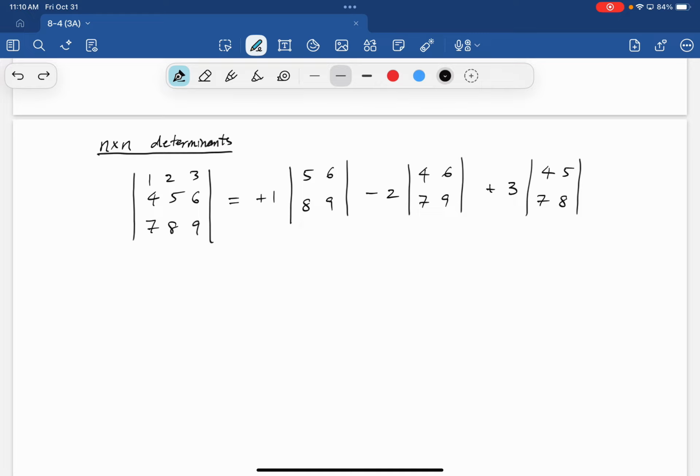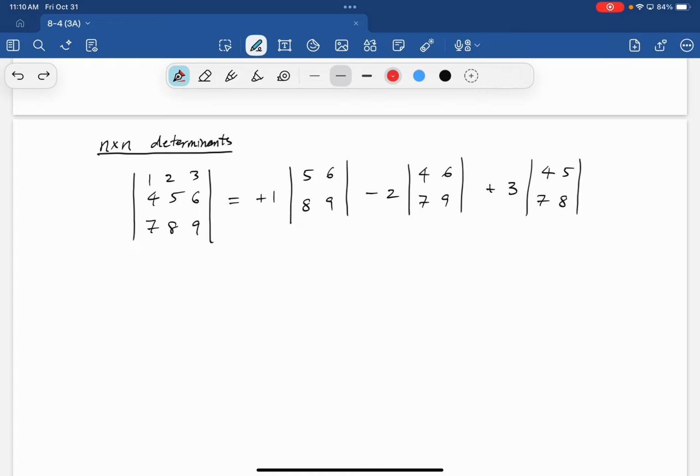Okay, so it goes from bottom right to bottom left. Why? Because it goes from 1 to -2 to positive 3. That doesn't make sense to me. Anyways, here's the pattern.